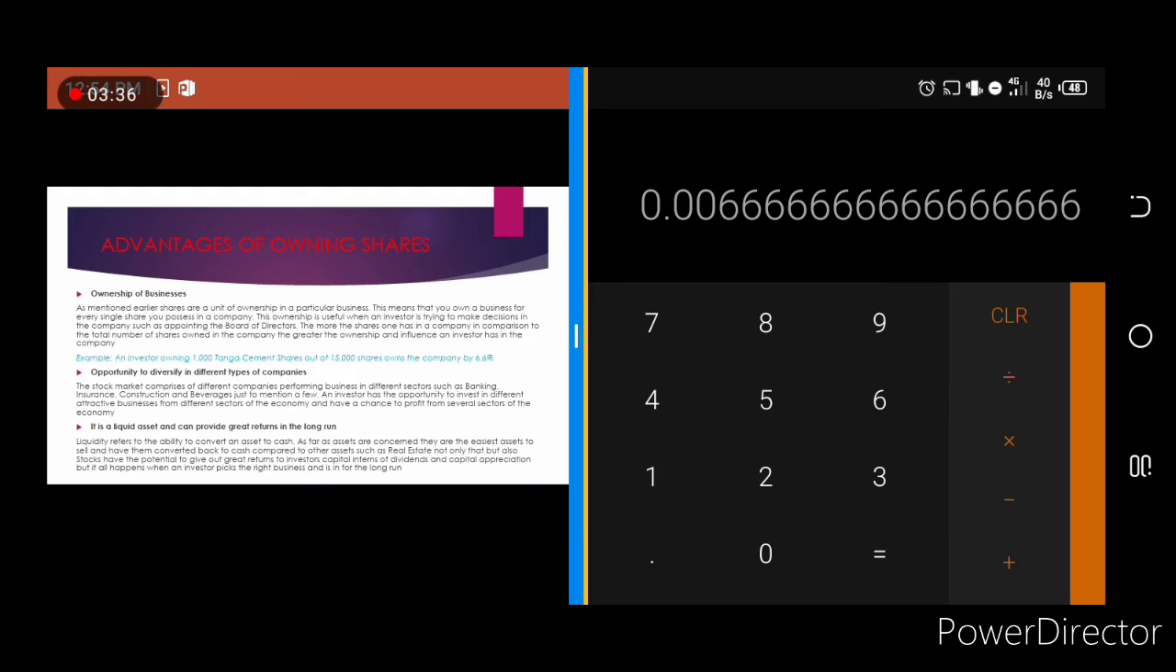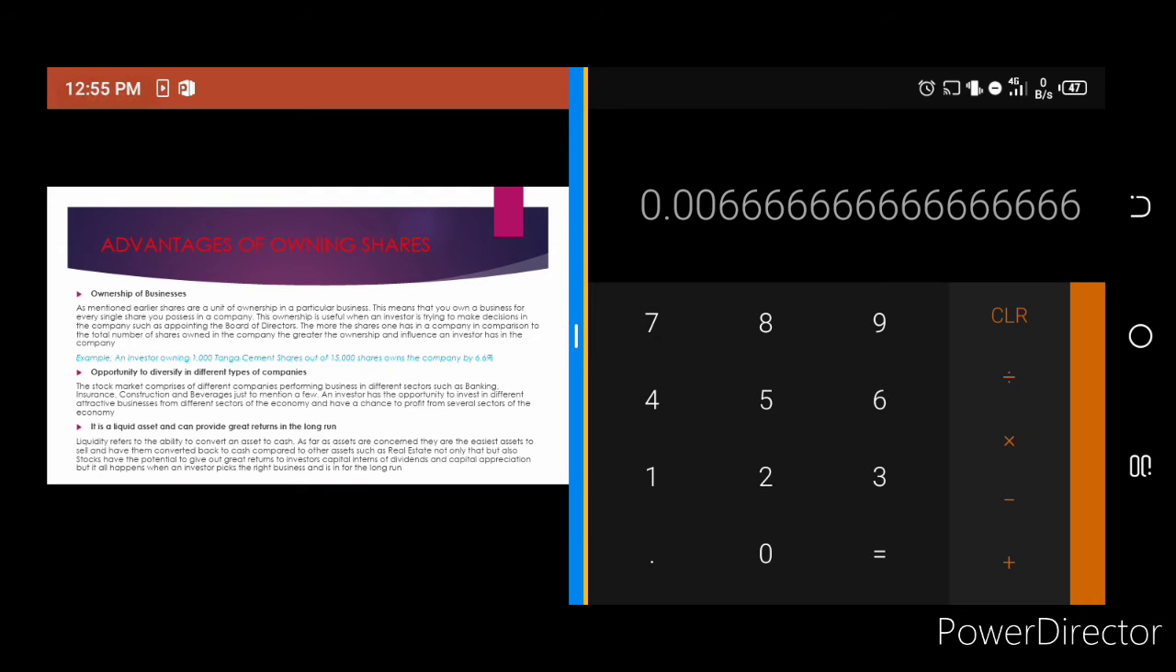So then your 0.006% is considered in the annual general meeting. So the more shares you have, the more your decisions have effect, because they look at the stakeholding each and every single investor has in that business.